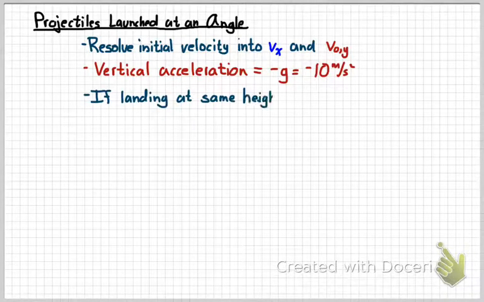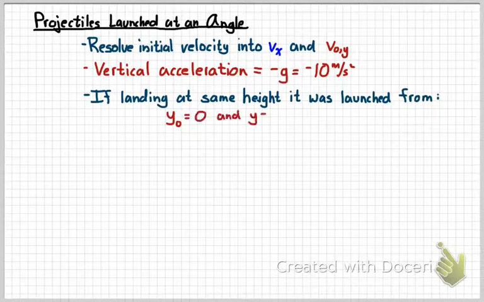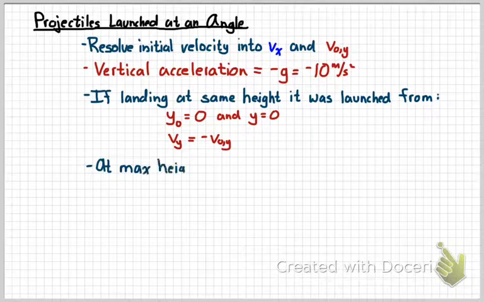If we're going to land at the same height that it's launched from, remember that the final velocity in the y direction is the negative of the initial velocity, and both our y and our y initial are 0. Also remember that at maximum height the vertical velocity is 0. So those are all things that need to come from your brain.